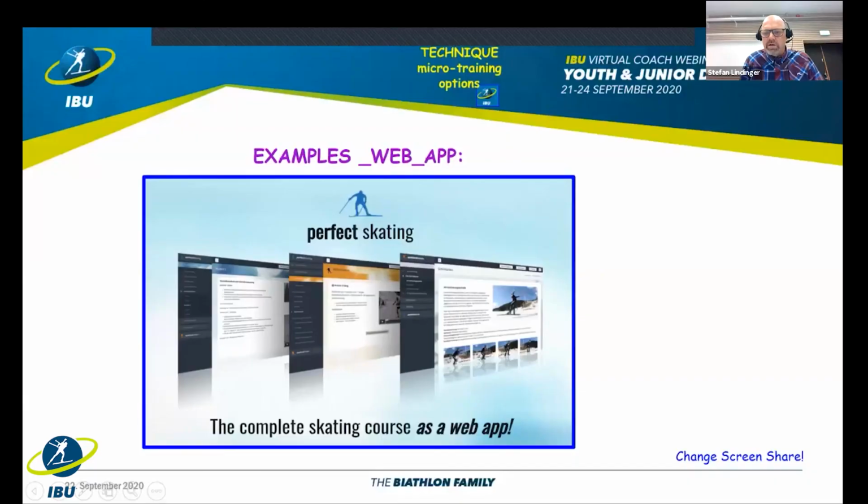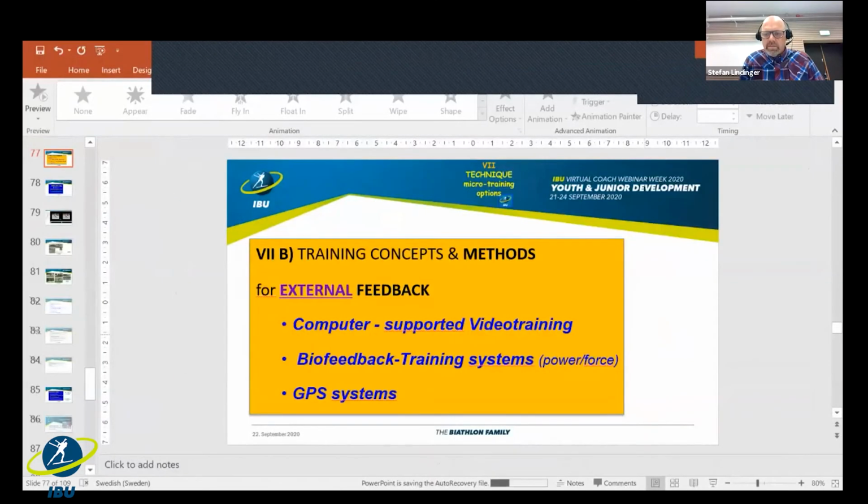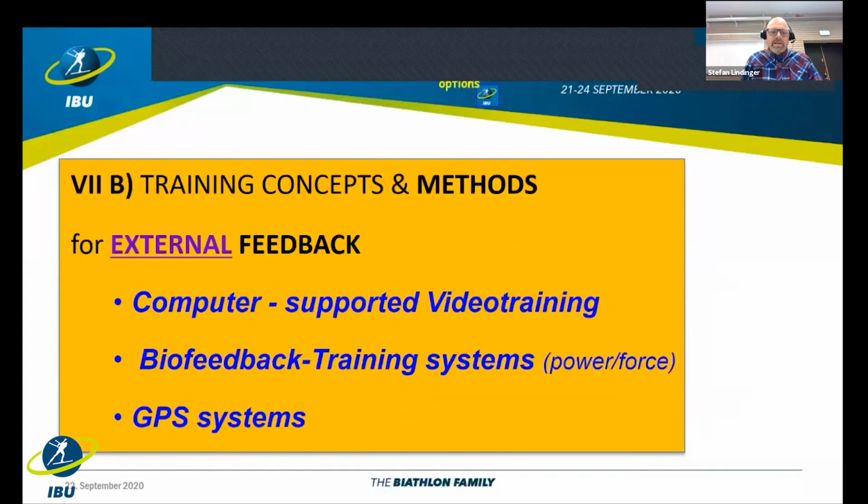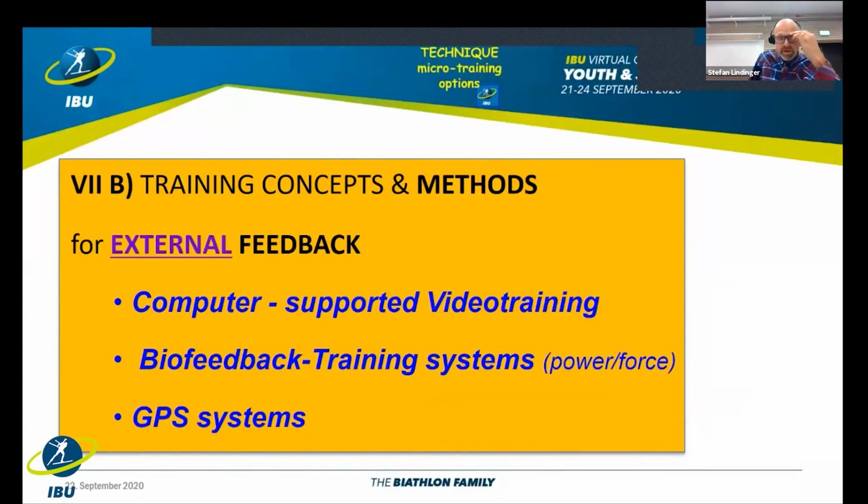So this is all about internal feedback. And if you want to have it external, which is of course a possibility, and here we talk about things like computer supported video training, that's also feedback, of course, but it's external. Can be combined with exercising, but it's mainly external. We have biofeedback training systems. We have nowadays smart technology GPS systems.